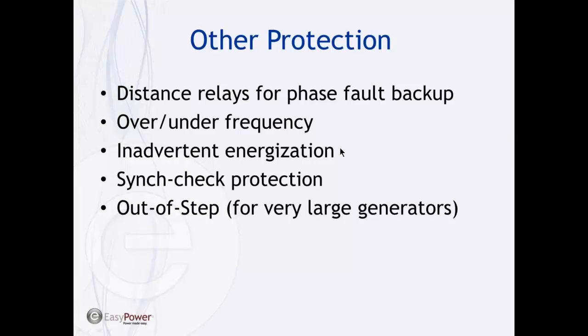Inadvertent energization, this will be a case of somehow the generator breaker closed and the unit was not running. That's obviously not a good situation. So you can typically detect that and trip on that very quickly. Sync check protection is to provide backup to your automatic synchronizer or your manual synchronizing, just to make sure that it's not being closed in grossly out of sync. And then as a stability issue for very large generators, you may need to provide out-of-step protection, but that would generally be dictated by your grid operator.